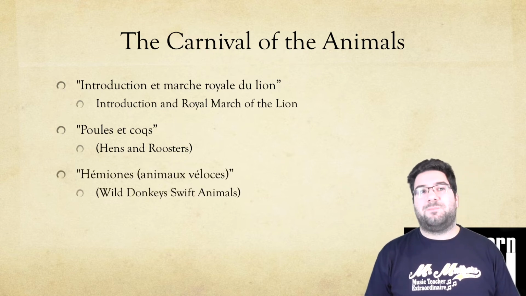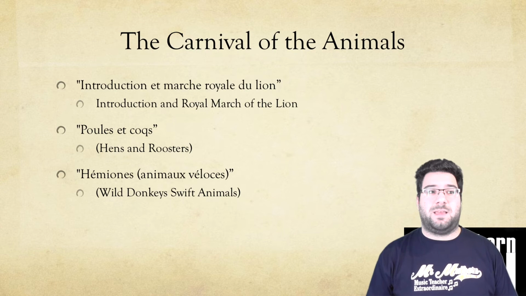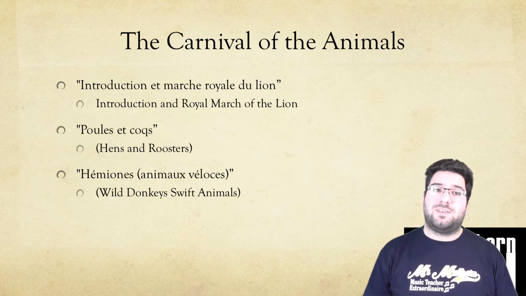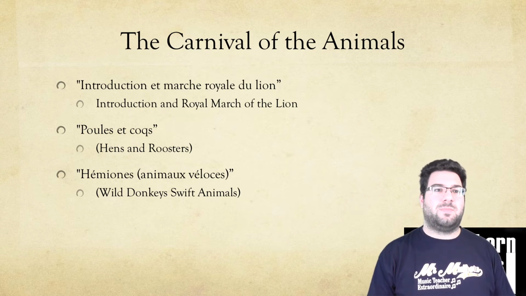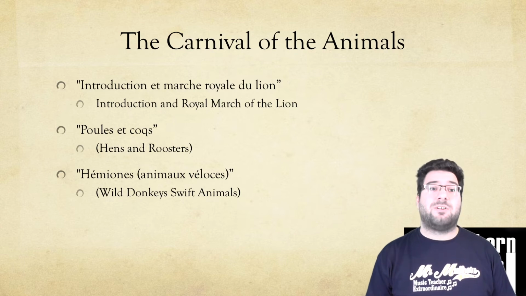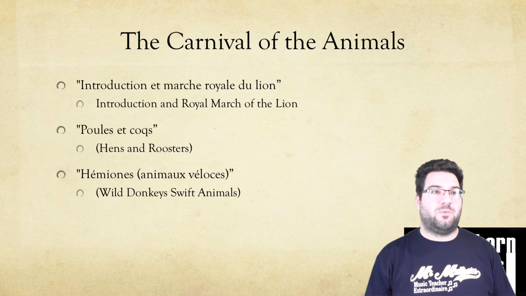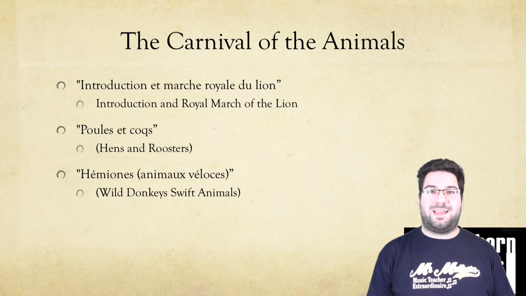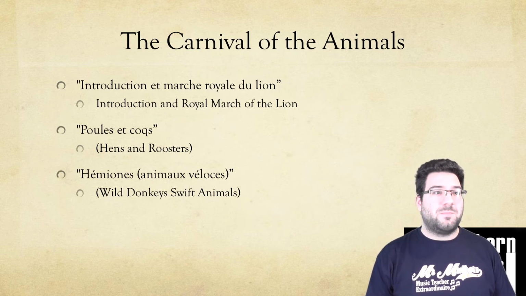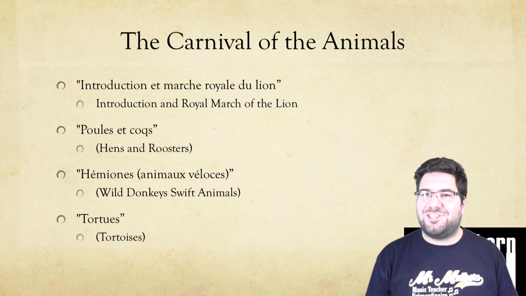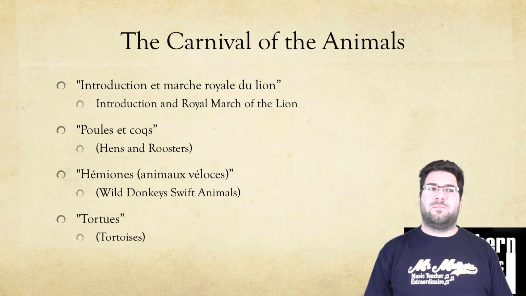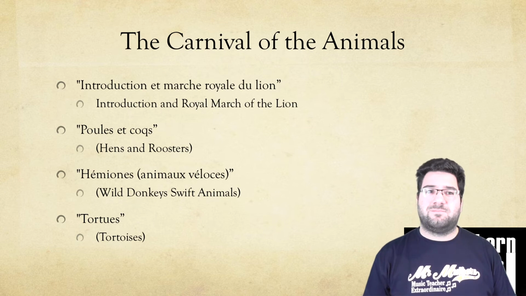Movement number 3. In this section it's just the pianos, and you can hear the animals running. It's very short and very fast. It's very interesting, this section. Wild donkeys, swift animals. Movement number 4 is a huge contrast because it's tortoises.